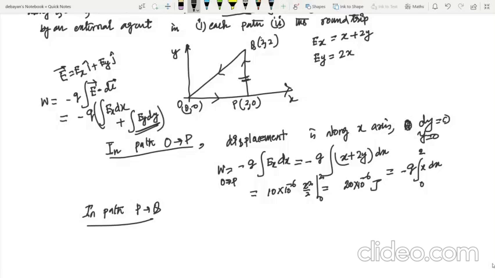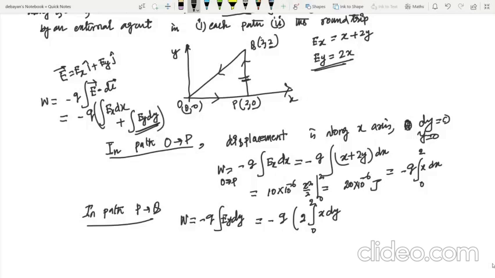If I take this formula, what is the work done? Minus q integration of Ey dy. And what is the value of Ey? Ey value is nothing but 2x. Look, the value of Ey is 2x; this was given in the question. So we can find it like that: if we take 2 out, this is nothing but x dy, the integral is y, so it should be 0 to 2, because here you can see the limit is 0 to 2.